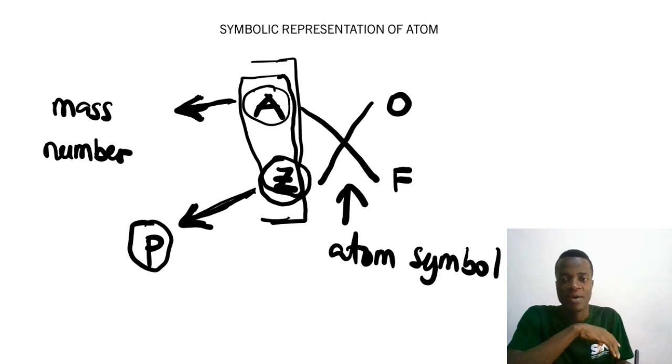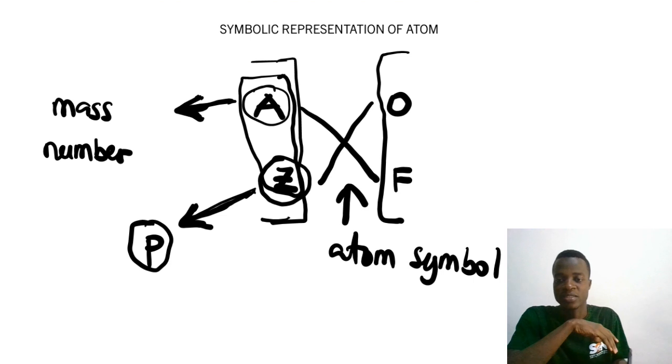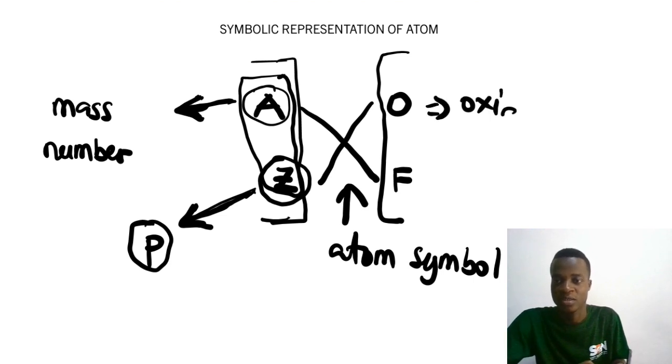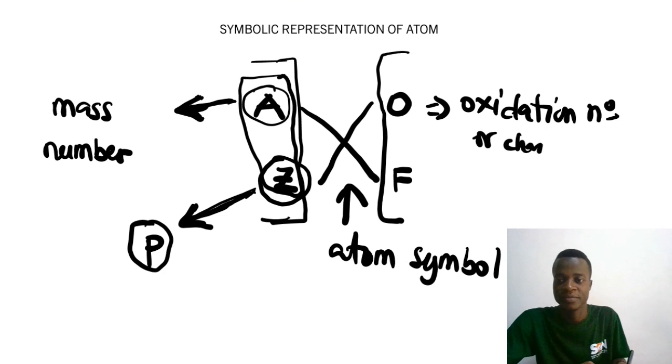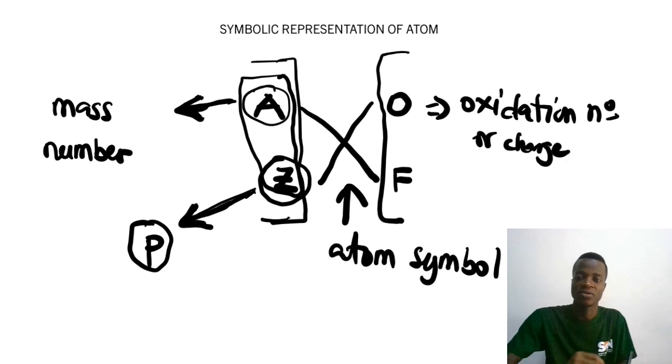Now let's go to this part. The upper part, we are going to call oxidation number, oxidation number or charge, or valency.